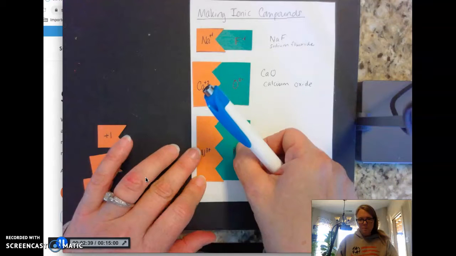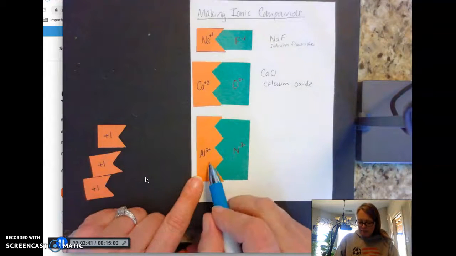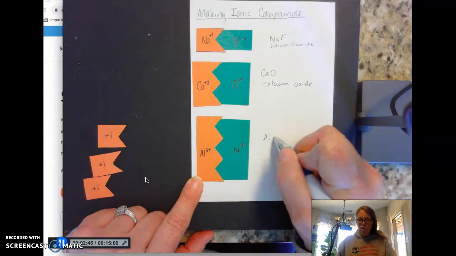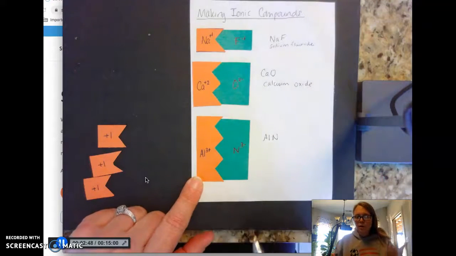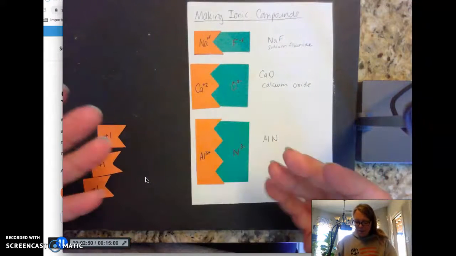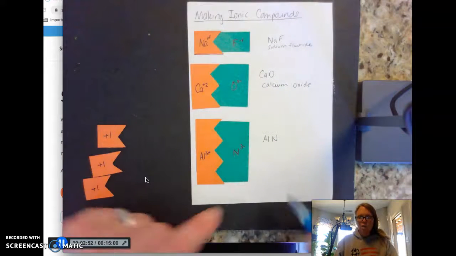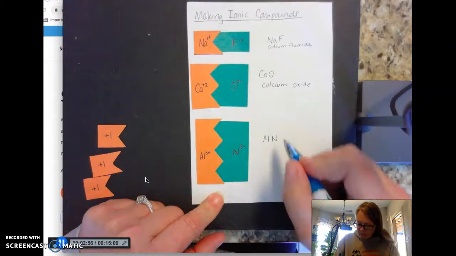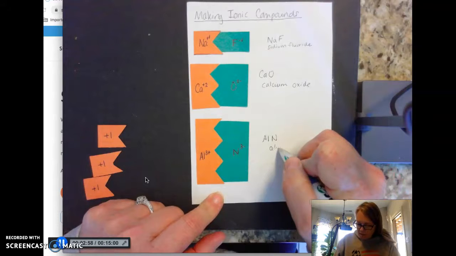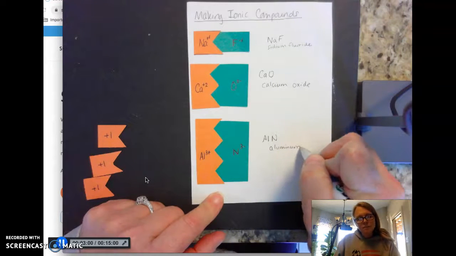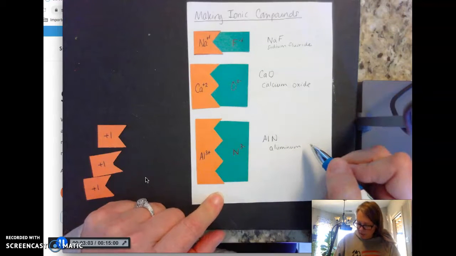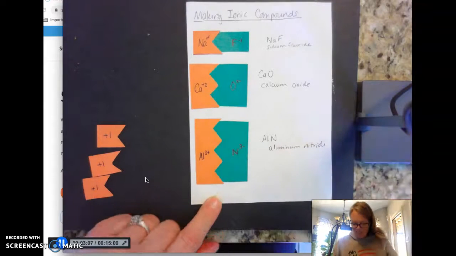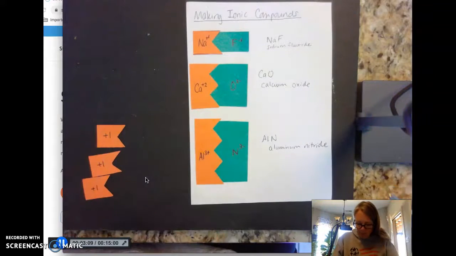And then one more time, let's do it with our +3 and our -3. So aluminum is +3, nitride is -3, so AlN. Because the charges are already the same, they're already balanced. I just stick them together. And I don't show any charges at all in my overall formulas for my ionic compounds. Aluminum, what's the ending for this one? That's right, nitride. Nitrogen becomes nitride.